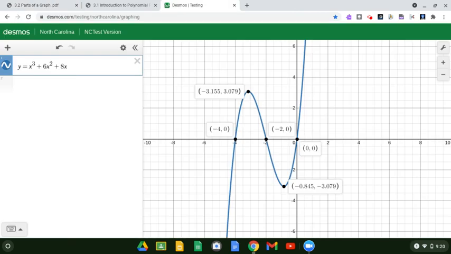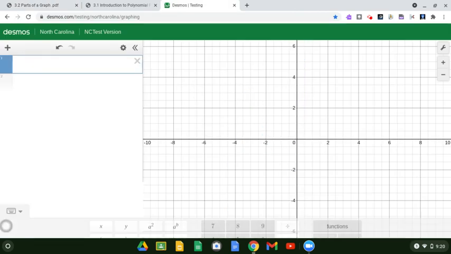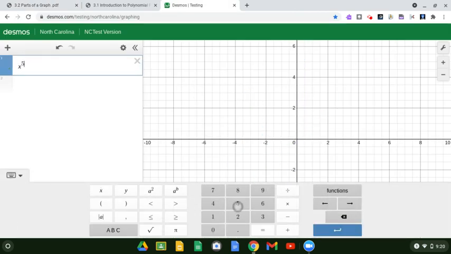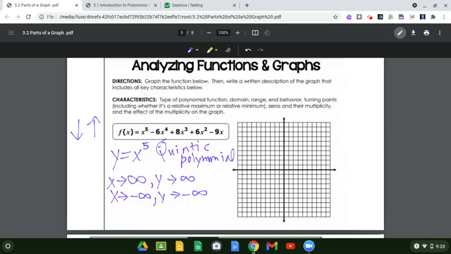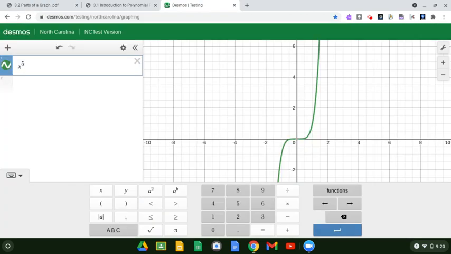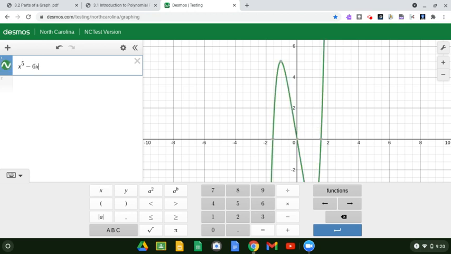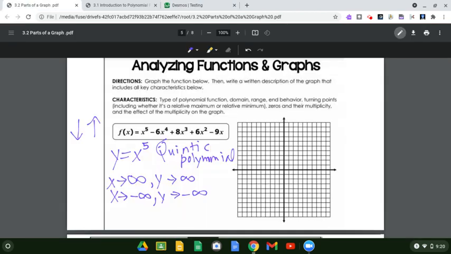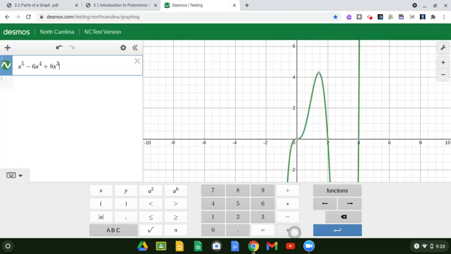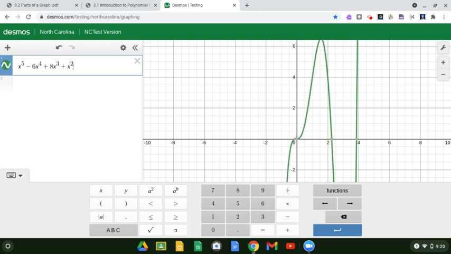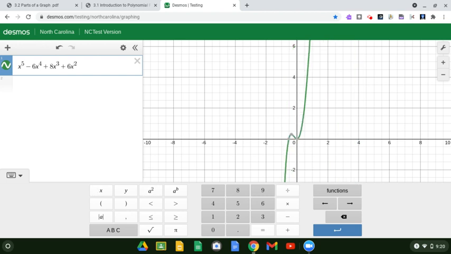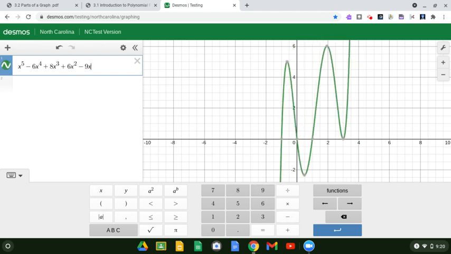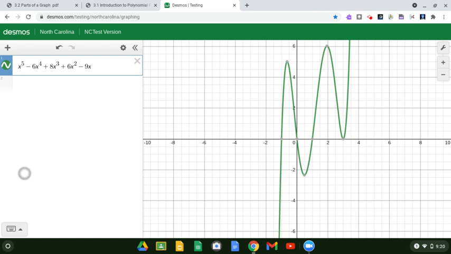So x to the power of 5 minus 6x to the 4th plus 8x to the 3rd plus 6x squared minus 9x. Oops, not the 6. Okay, woo, what a cool looking graph.